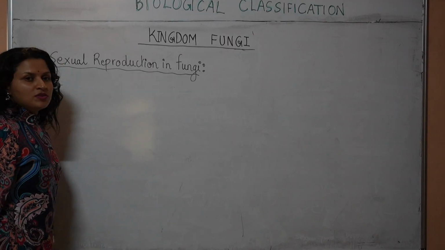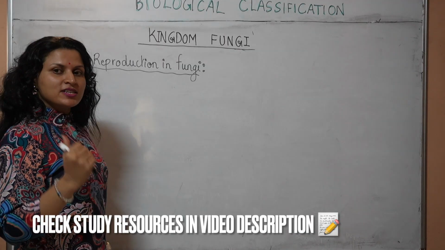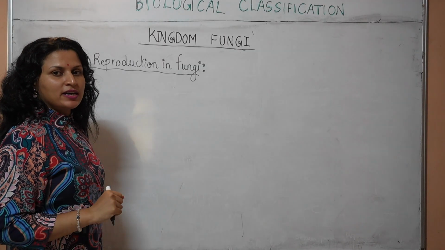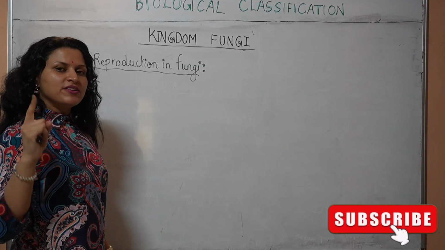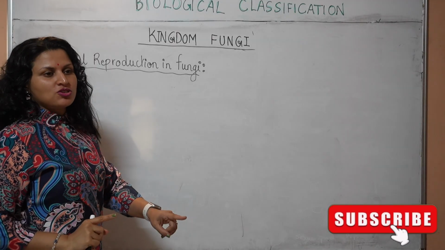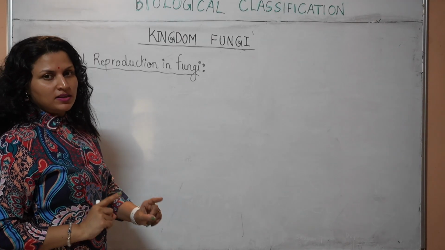Hello students, we have already completed vegetative and asexual reproduction, and now we are going to start with sexual reproduction in fungi. What will be the most important difference between asexual and sexual reproduction in fungi? Asexual reproduction involved only one parent, but for sexual reproduction, two parent fungi will be involved.